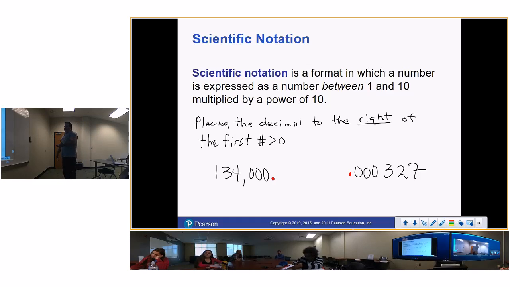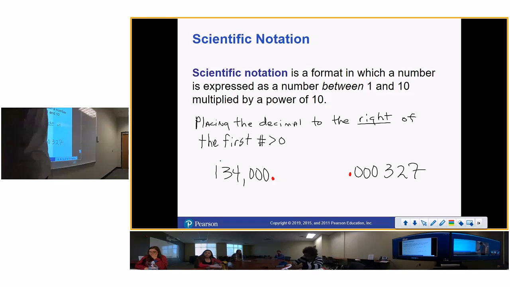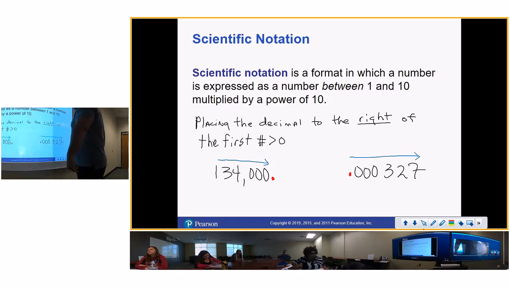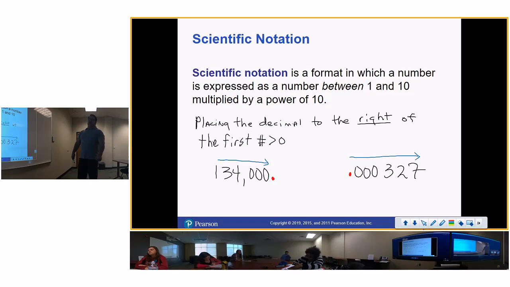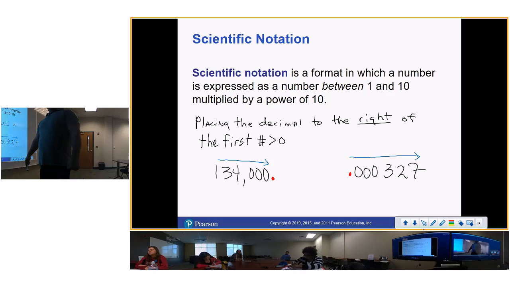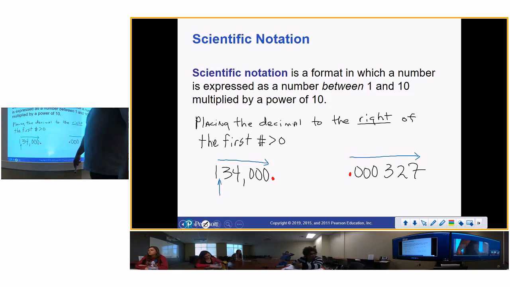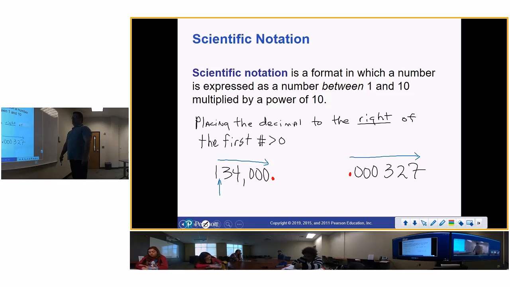So if you want to change these two, whole number notation and decimal notation, into a scientific notation, the first thing you need to do is establish where to put the decimal. We all read from left to right. So where is the first number greater than 0 on the 134,000? The 1. So you're going to put the decimal right there. Where is the first number greater than 0 on the decimal? 3.